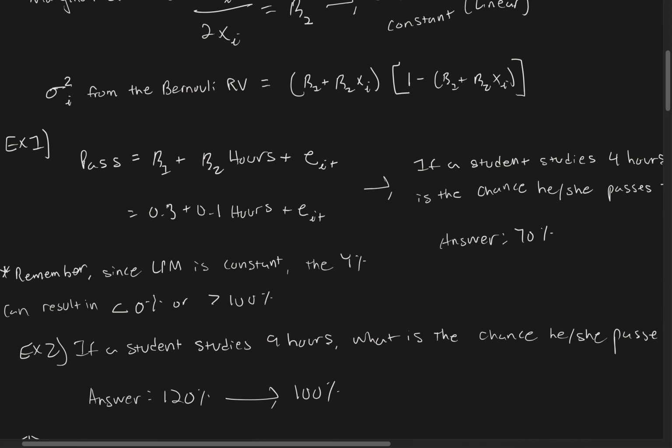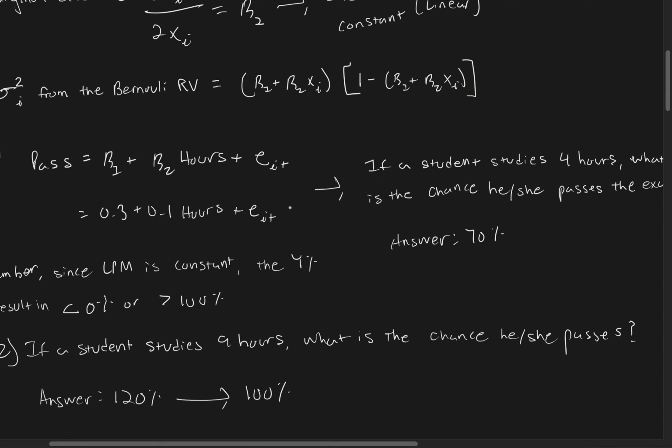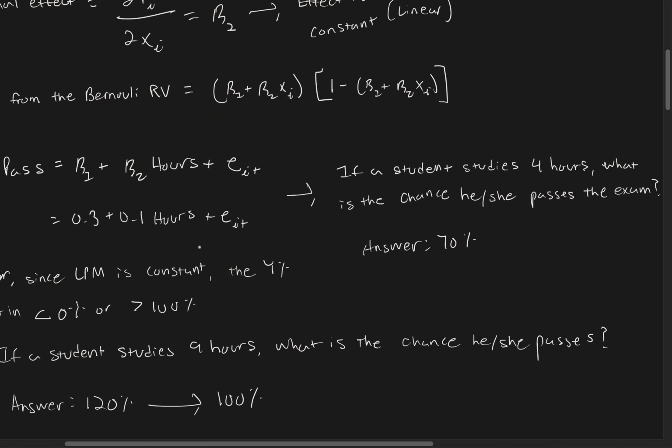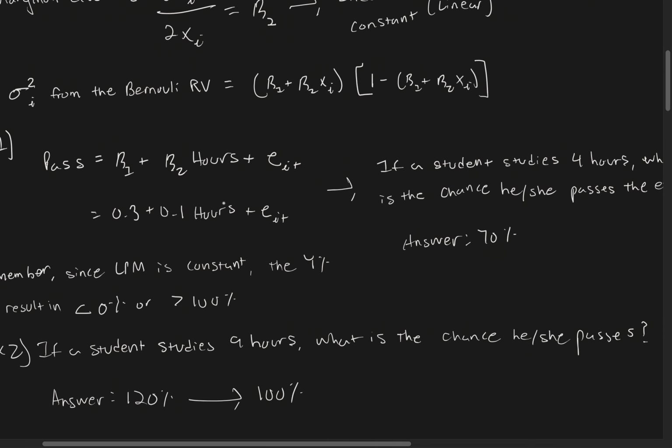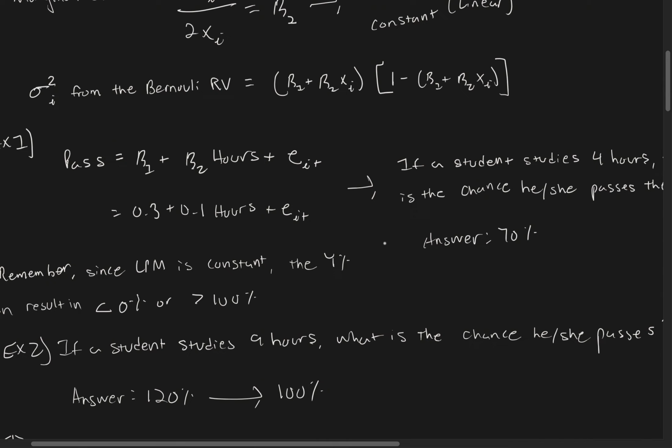Okay, so say we're given this specific function here where we have a 0.3, a 30% chance by default to pass an exam, even if we don't study at all. But each hour we study, the chance of passing an exam is increased by 10%. So if a student studies 4 hours for this exam, what is the chance of he or she passing it? Obviously we can just input the 4 into the hours: 0.3 plus 0.4 is 0.7. So our answer in this case would be 70%.